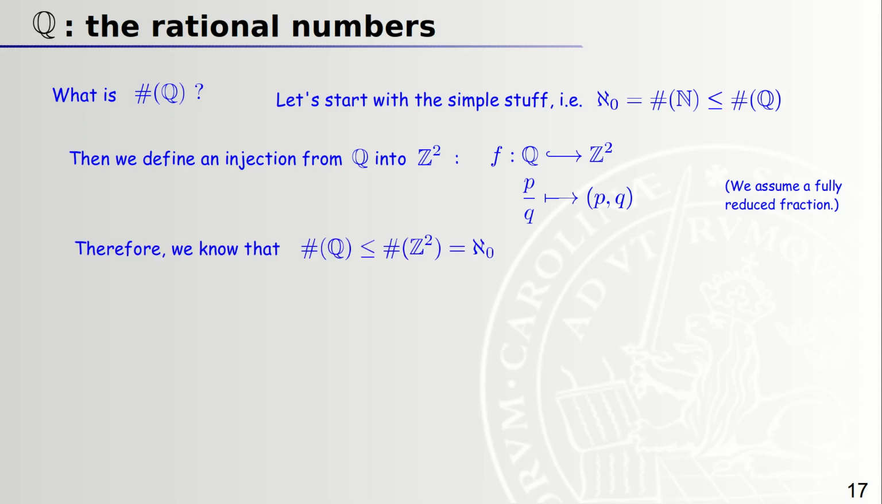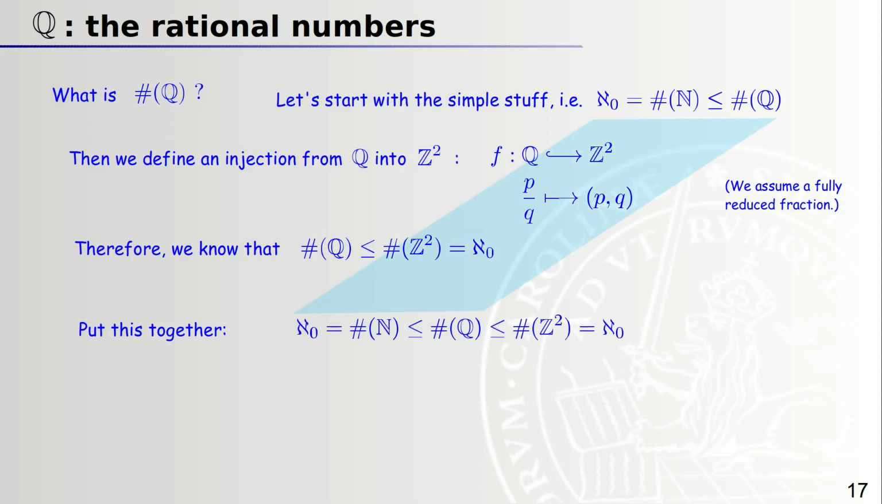Since there is an injection from Q to Z squared, it means that the cardinality of Q cannot be greater than that of Z squared, which we know to be Aleph 0. Now if we put these two inequalities together, the cardinality of Q is at least Aleph 0, and it is at most Aleph 0, therefore it is Aleph 0. So even the rational numbers do not exceed countability. There are, strange as that may sound, exactly as many rational numbers as there are natural numbers.